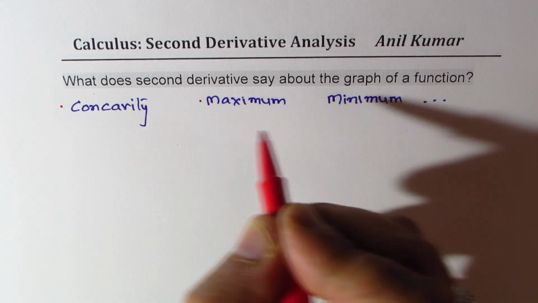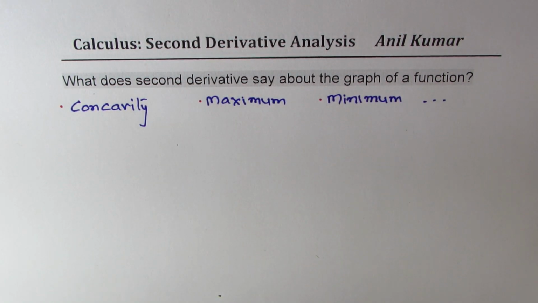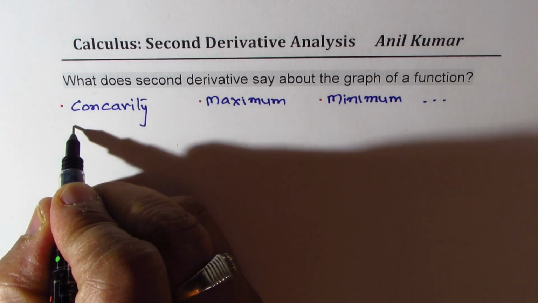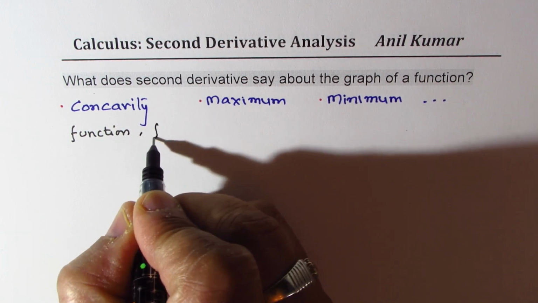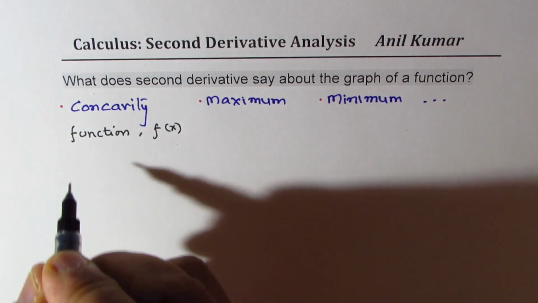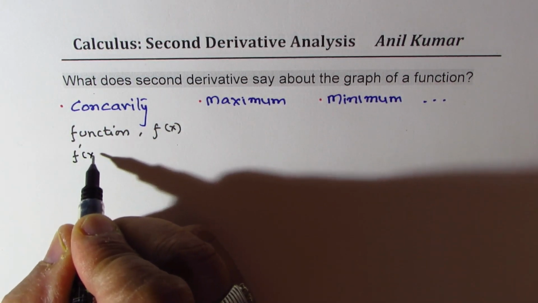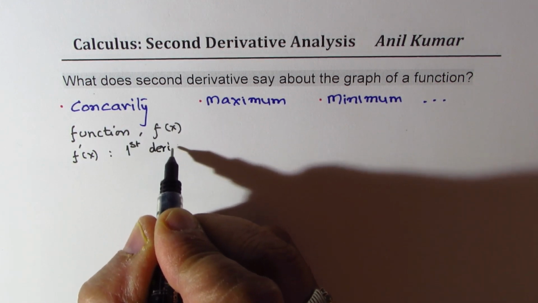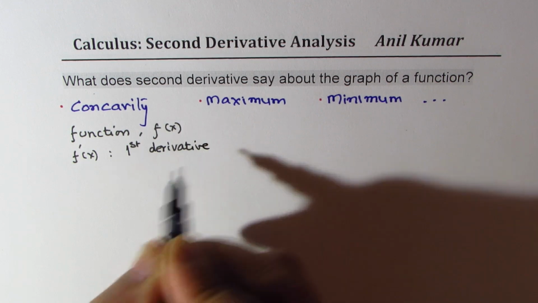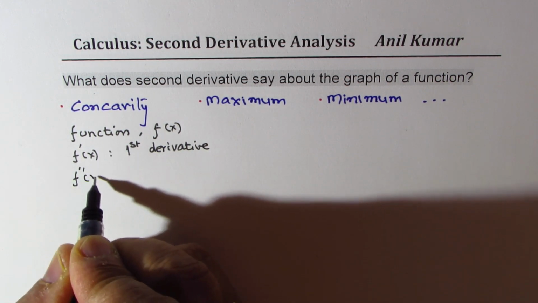Now I'm going to use a few terms. Let me define all of them first. First of them, of course, will represent the function as f of x, and then we'll have the derivative of the function. We'll call this the first derivative. And then the second derivative.